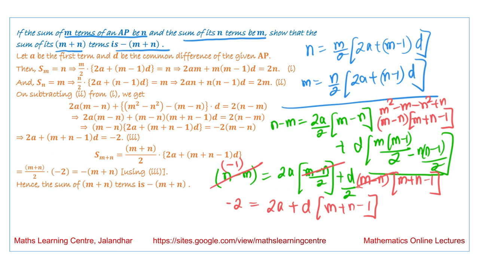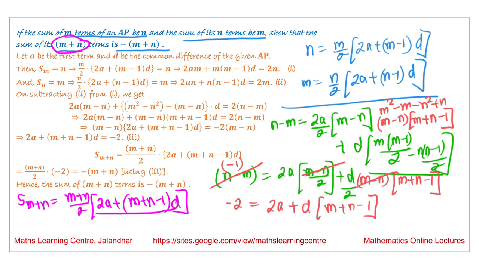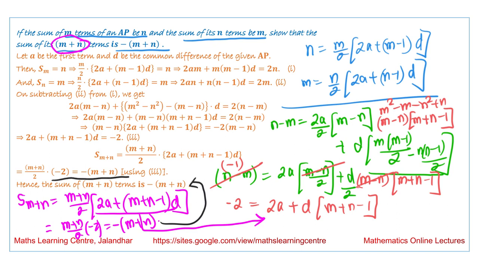Now we want to calculate the sum of m plus n terms. So the sum of m plus n terms is m plus n by 2 into 2a plus m plus n minus 1 d, and the value of this term 2a plus d into m plus n minus 1 is minus 2. So we are getting m plus n by 2 into minus 2. So the answer we get is minus of m plus n. So this is the sum of m plus n terms that we have.